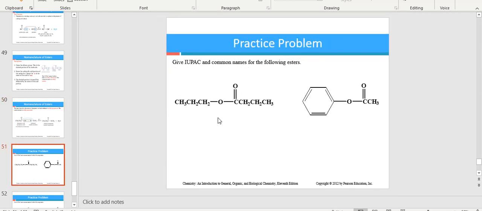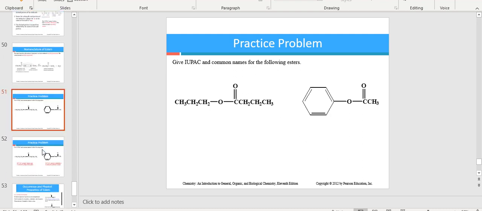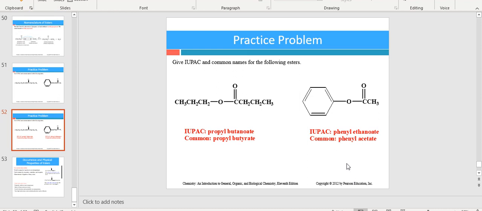Have a look here. Here I have an ester. Which side has the carbonyl group? 1, 2, 3, 4. So that's but-, so that would be butanoate. And the other side is 1, 2, 3, so propyl butanoate. What do we have here? We have an ester. Which side has the carbonyl group? Okay, here I have ethanoate. What do you think is going to go on here? Phenyl ethanoate.